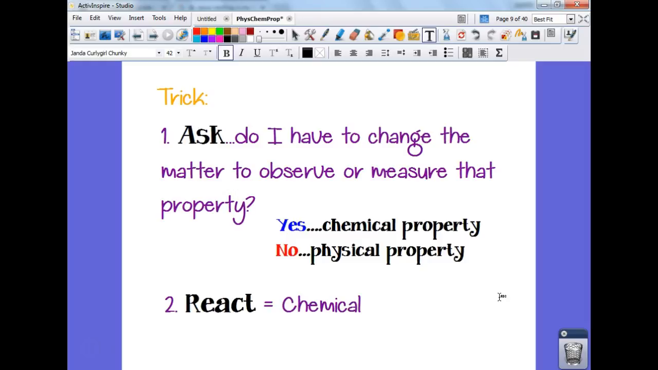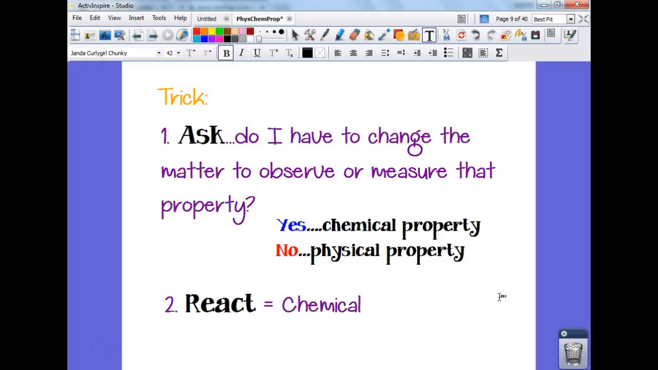Now, let me show you one other thing that will help you. Most kids easily remember the word react, but sometimes they forget that react means chemical. But if you look at the word react and think of the words chemical and physical, the first letters of each of those words: chemical starts with a C, physical starts with a P. Do you see what can help you keep it straight?